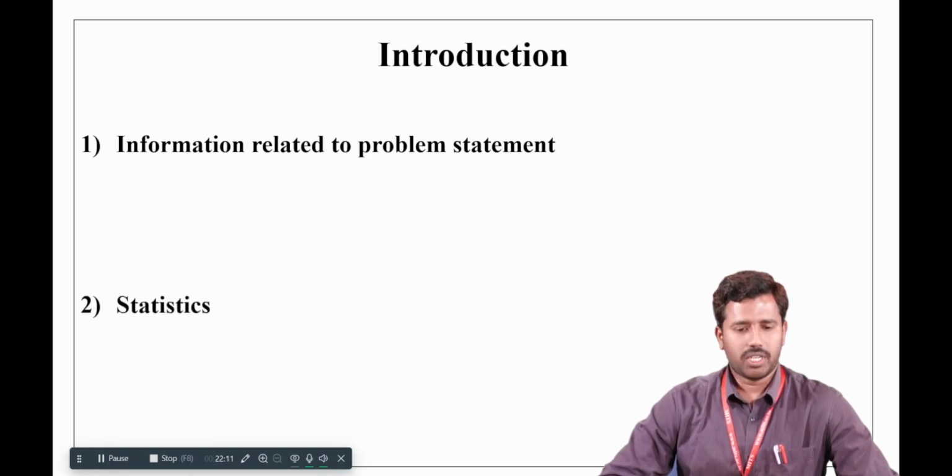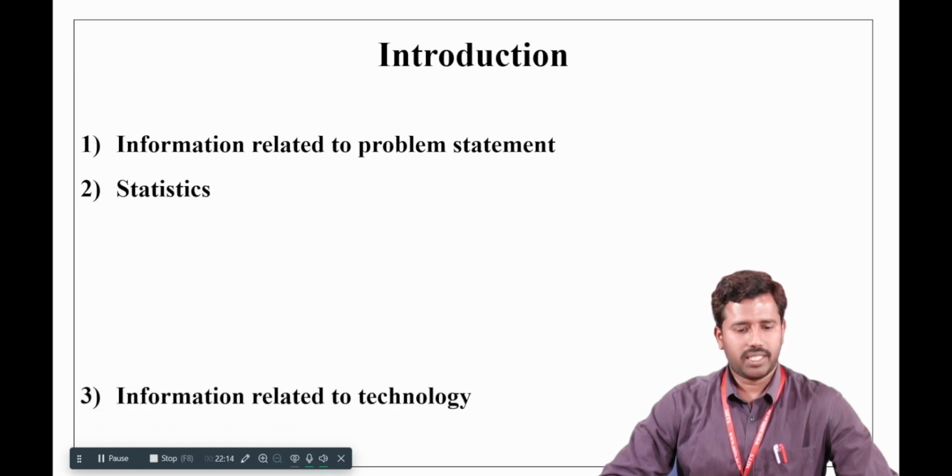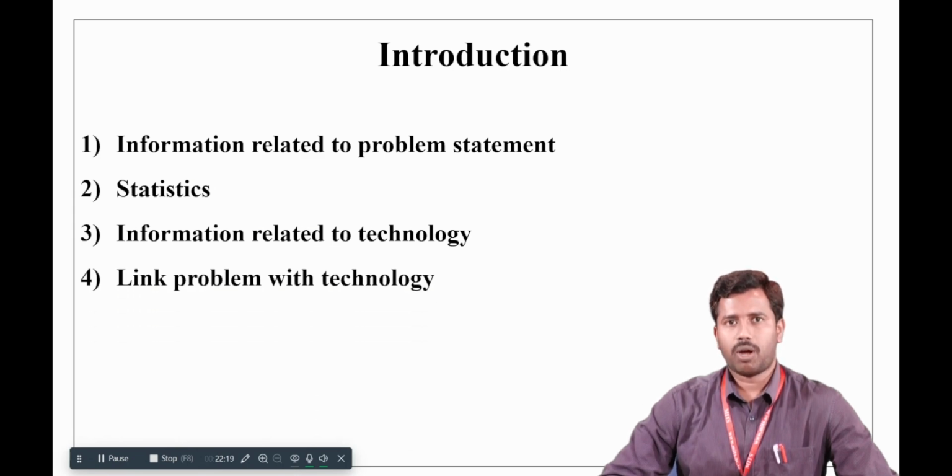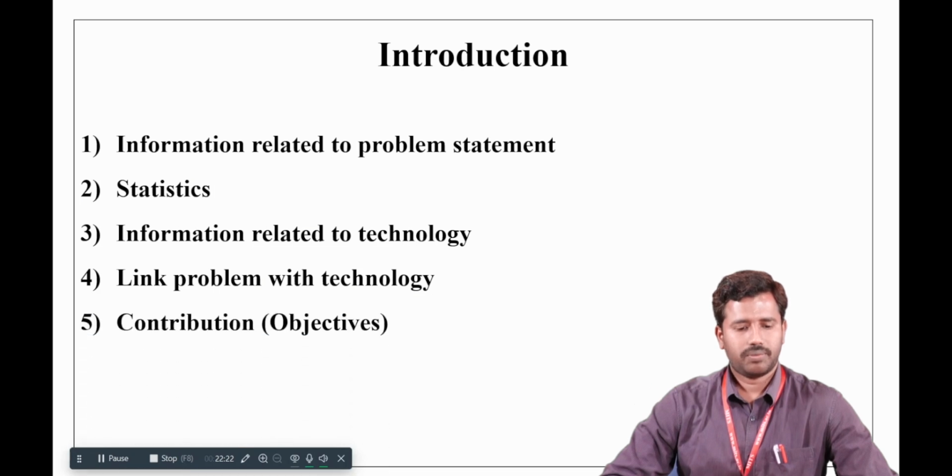That is: information related to the problem statement, statistics, information related to the technology, the link between the current problem statement and the available technologies, and contribution, which is nothing but objectives. After the research questions, we write the research objectives, describing how we are solving this problem statement point wise. Whenever we are preparing a research work for peer reviewed journals, we have to maintain a minimum of 4 to 5 research objectives.